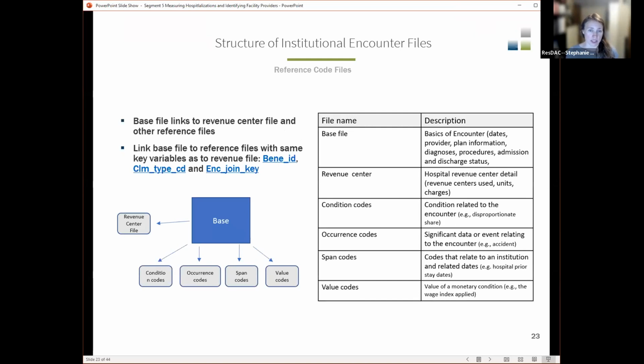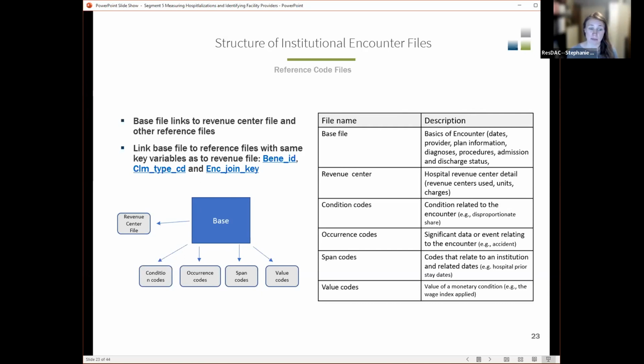So the structure of the institutional encounter files, Becky talked about this already. Just remember that you're going to get multiple files. The files are going to have different sorts of information. When I was doing mostly clinical outcomes research, I was mostly interested in the base file and the revenue center file. I use the revenue center file to say, oh, this emergency room may be used or something like that. And the base file gives you lots of information about who the provider is and what the diagnoses and procedure codes, admission and discharge date.